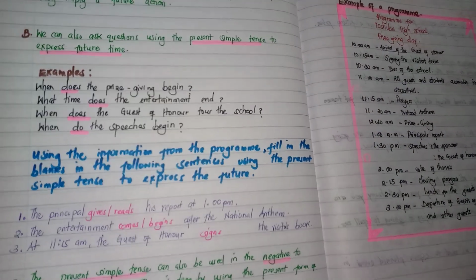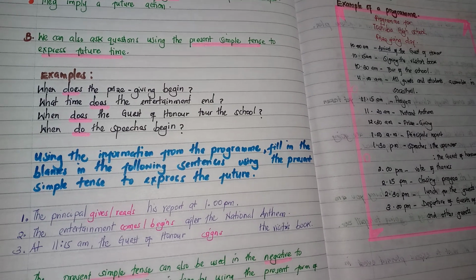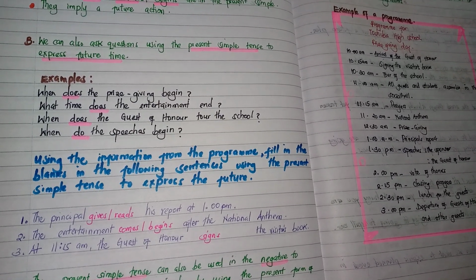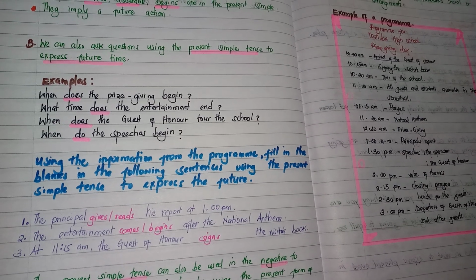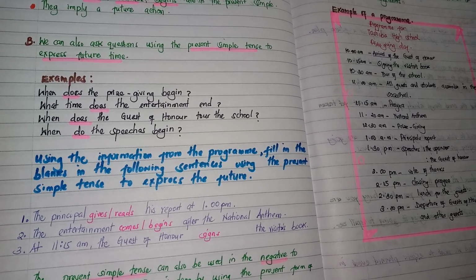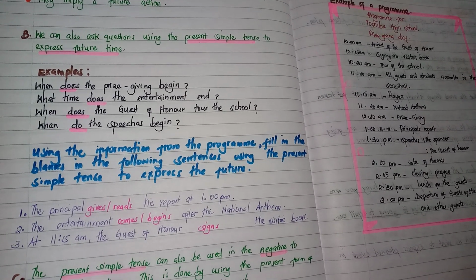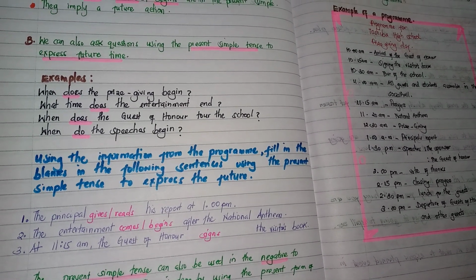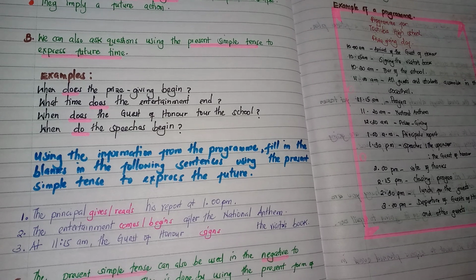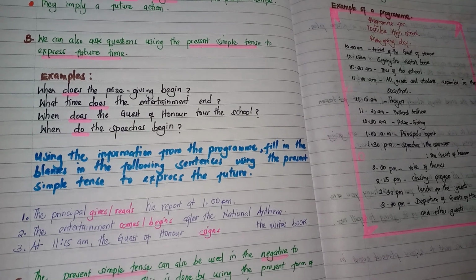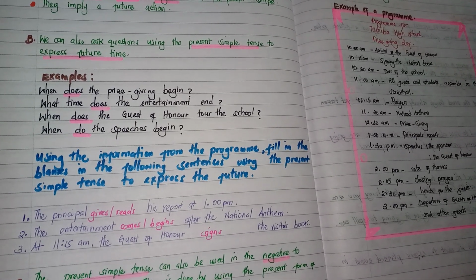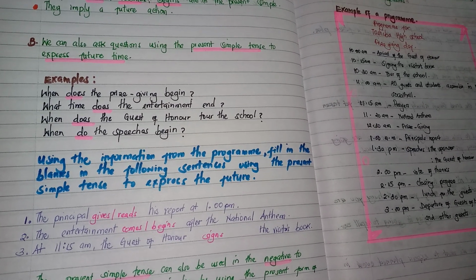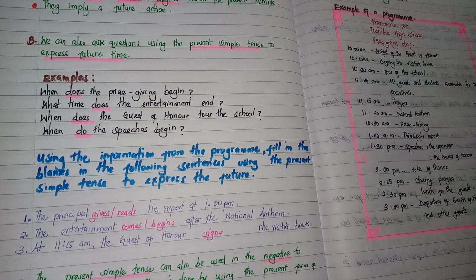We have a small task here on the same. Using the information from the program, fill in the blanks in the following sentences using the present simple tense to express the future. 1. The principal dash his report at 1 p.m. Now, the answer will be the principal gives his report at 1 p.m. or the principal reads his report at 1 p.m.